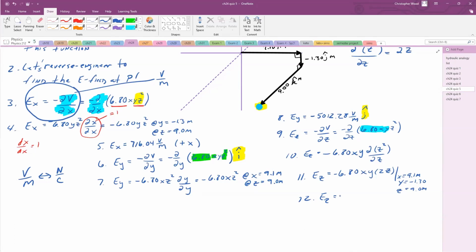Okay. Negative 6.8. Volts per meter in the K hat direction. Double check that.